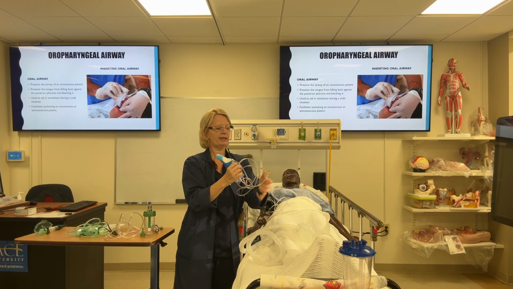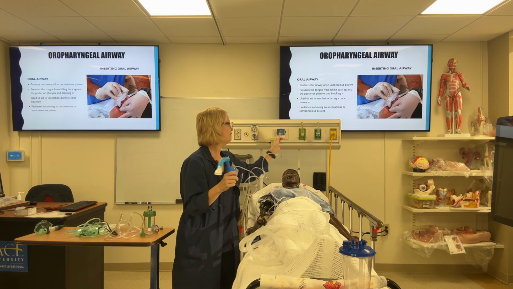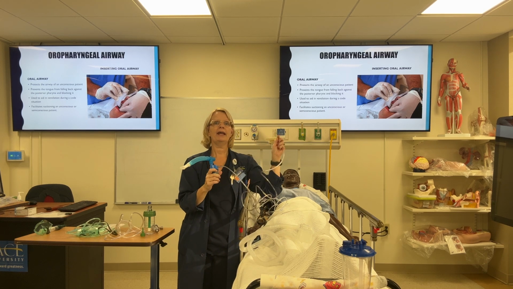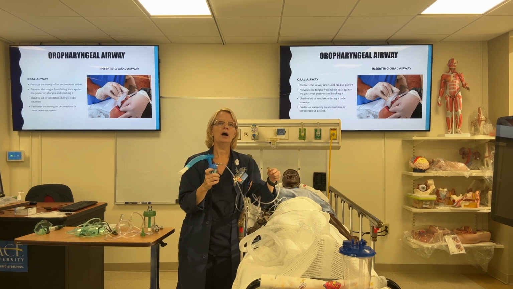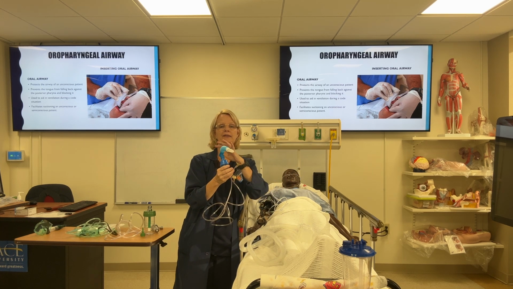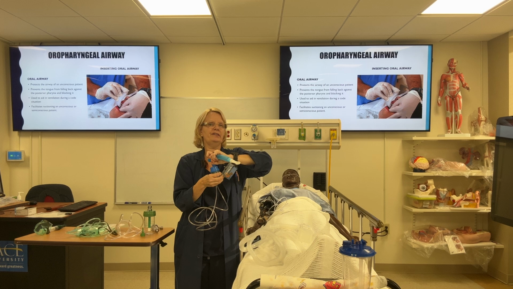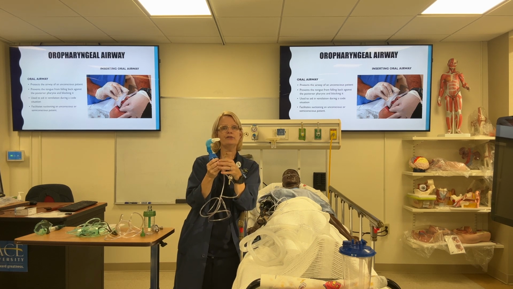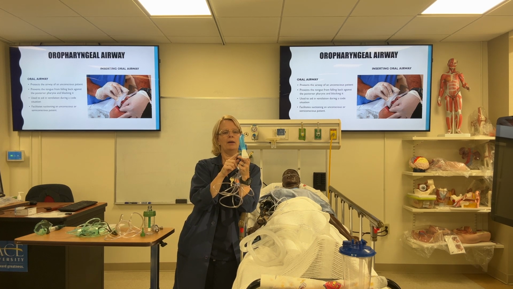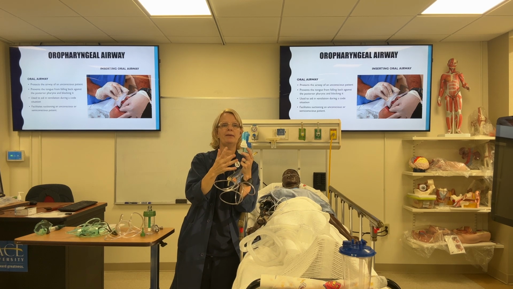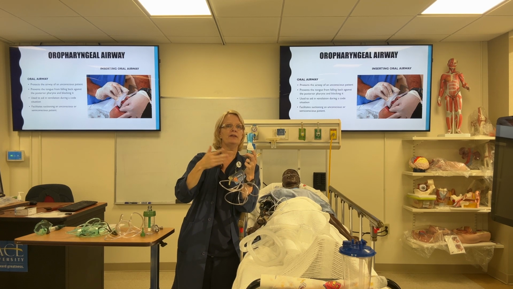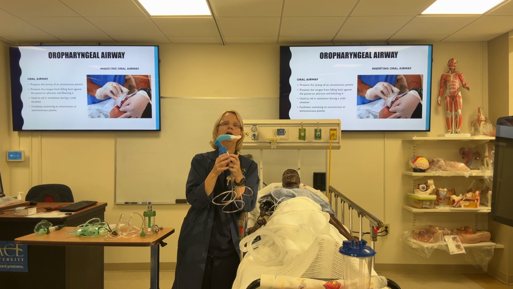Same thing, I have to connect the tubing to my flow meter at the wall, and then set my flow meter to create that mist. Typically about 6 liters per minute is enough to get that albuterol really misting, and it looks like a big fog of mist and medication that the patient is going to be breathing in and out, in and out, until it's finished.